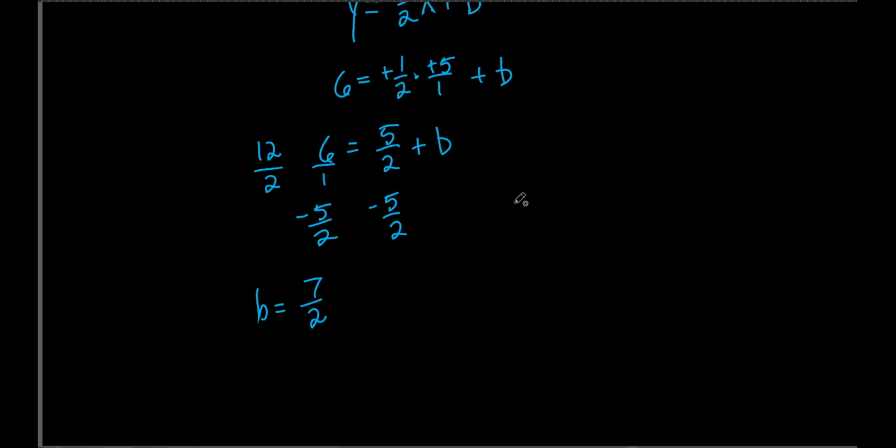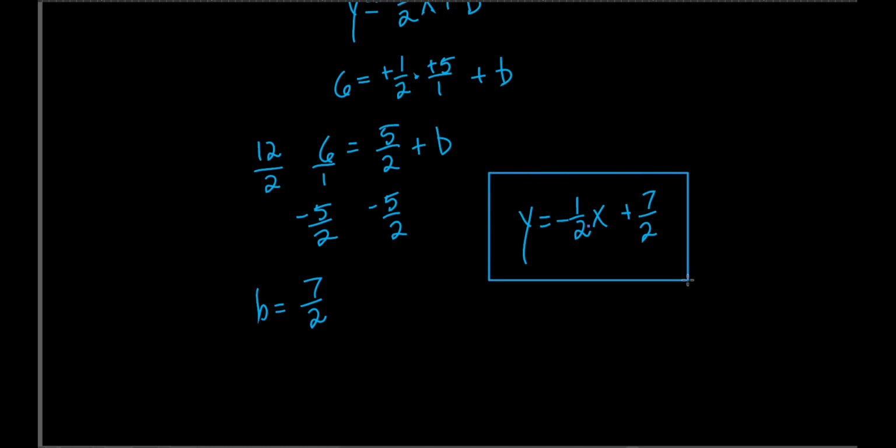Let's put it all together. So watch. Y equals, what was my slope on this? Was it negative 1/2? Yeah. And then you put an x. Now, what was my y-intercept? 7 over 2. That right there is my answer. Okay?